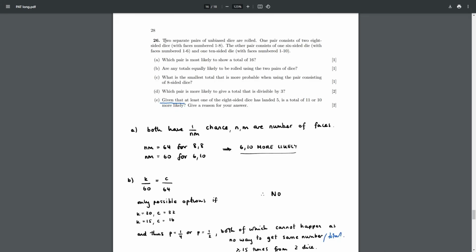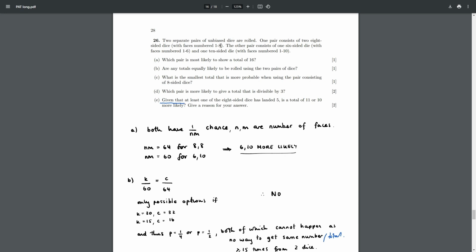Question 26 now, final question. Two separate pairs of unbiased dice are rolled. One pair consists of two 8-sided dice with faces numbered 1 to 8, and the other pair consists of one 6-sided die with faces numbered 1 to 6, and one 10-sided die with faces numbered 1 to 10. Which pair is most likely to show a total of 16?